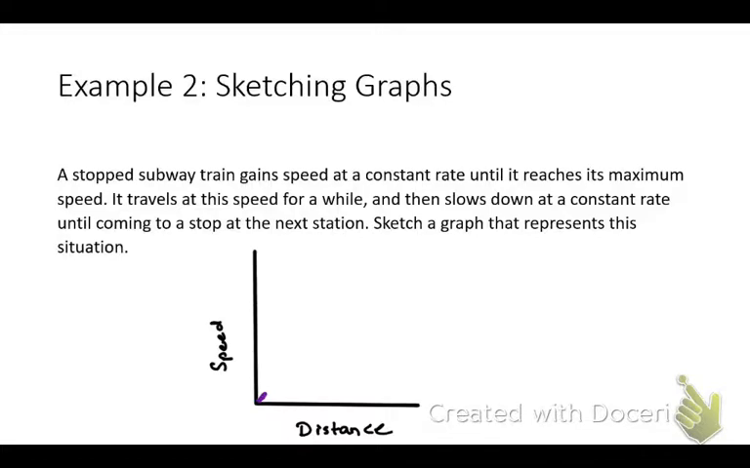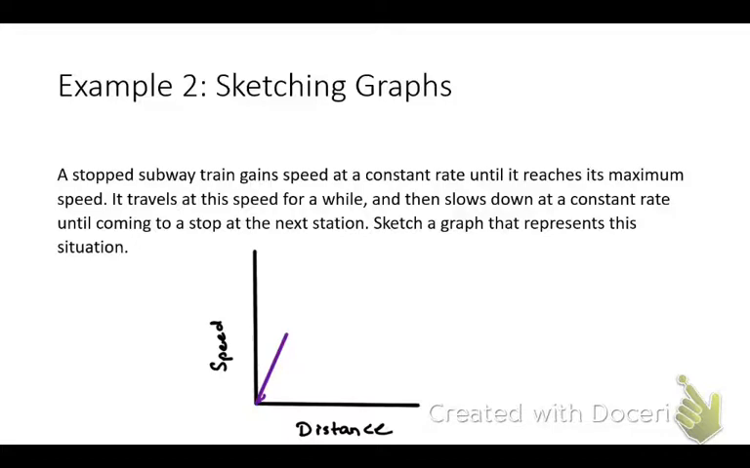How should your line start off? Should it start off straight across? Is that what the problem is telling you? What does it say? It says that it gains speed at a constant rate. So just write a gradual line. Now, your line might go higher than mine on the graph. That's fine, as long as you're showing a gradual increase.